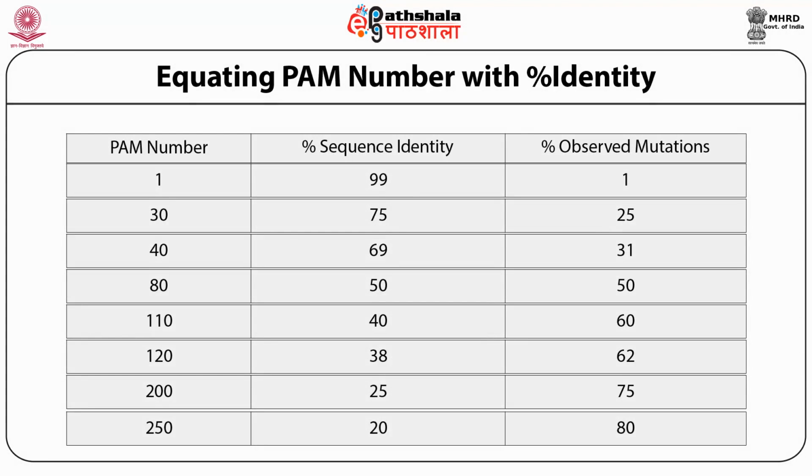This table equates a PAM number with percent identity between two sequences. This table also equates approximate evolutionary distance in PAM number with percent observed mutations. Therefore, the PAM 250 matrix can be used to align proteins having 80% mutations, that is, for aligning most diverse proteins, and PAM 30 can be used to align proteins having 75% identities, that is, for aligning closely related proteins.